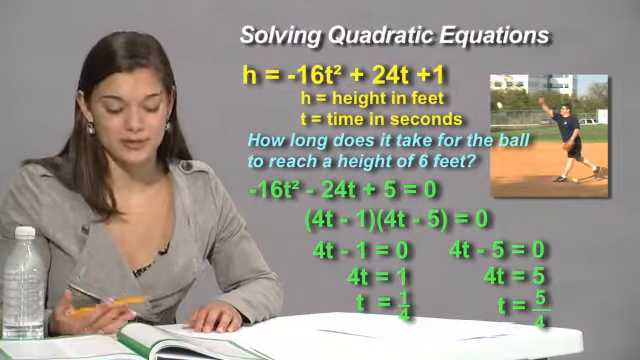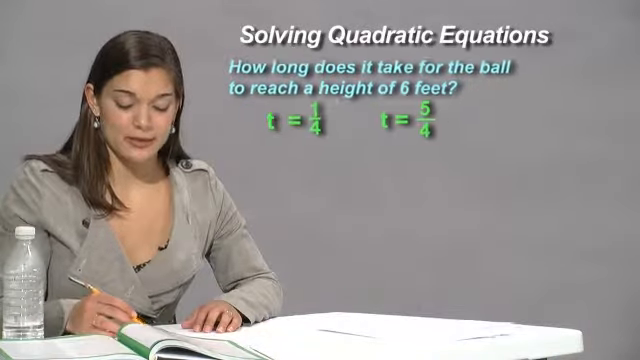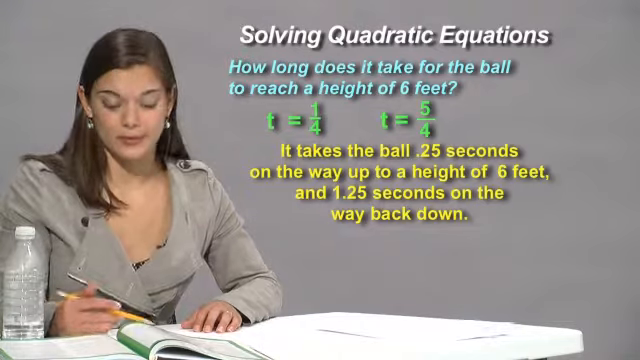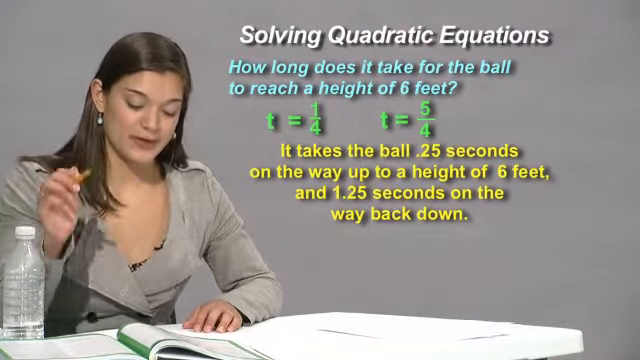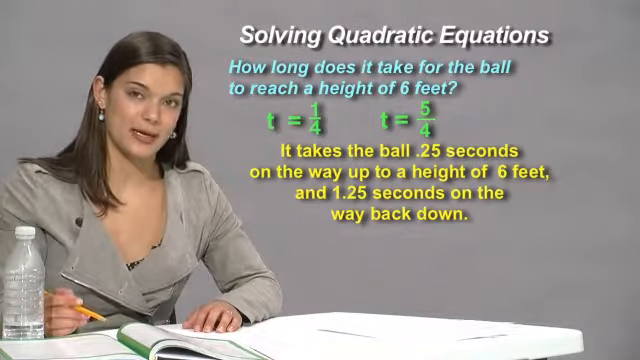Now we have two answers, so what does that mean? It means that it took the ball a fourth of a second, 0.25 seconds, on the way up to reach 6 feet, and 1.25 seconds on the way back down to reach that height again.